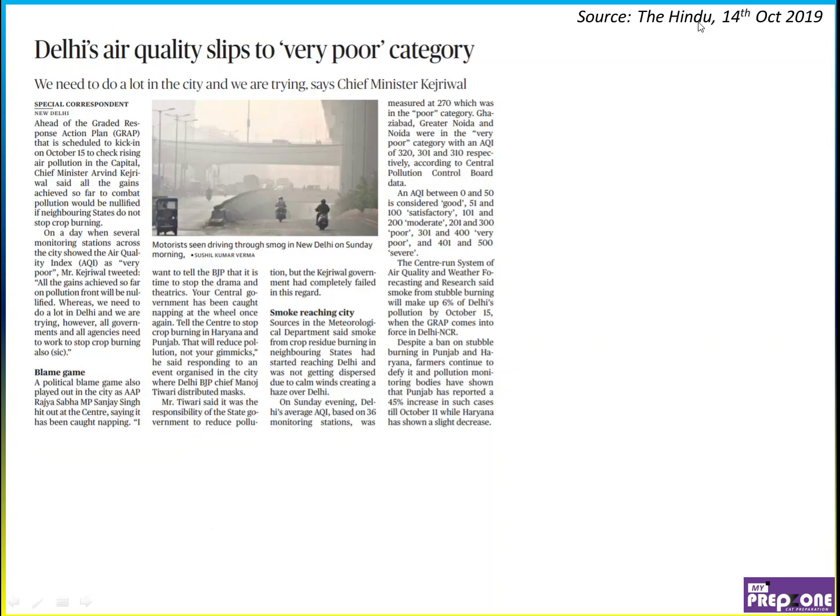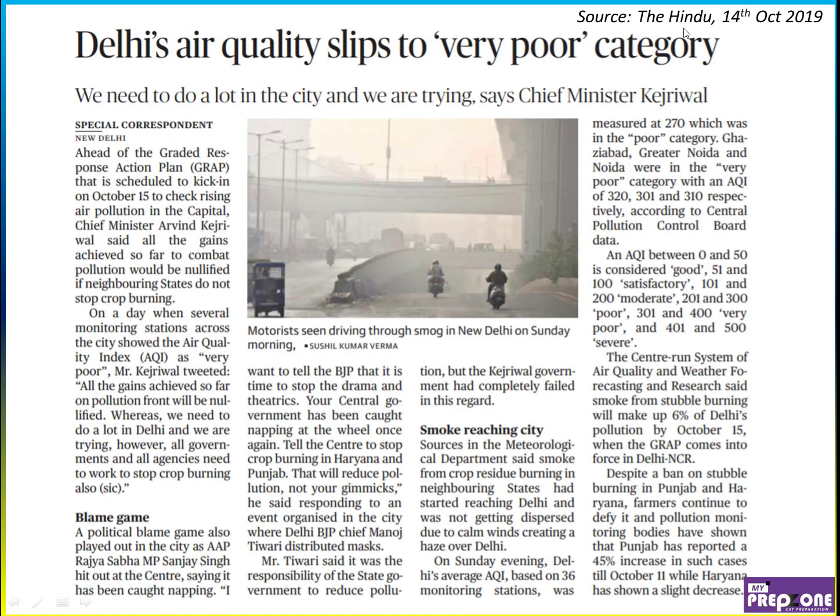This is one column that we have taken from The Hindu. Source, oh, just a sec. Source I have highlighted already. This is one column that we have taken from The Hindu, and we will try to analyze this one. Delhi's air quality slips to very poor category.